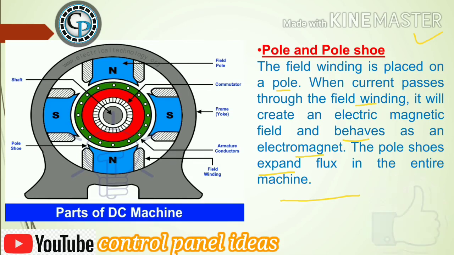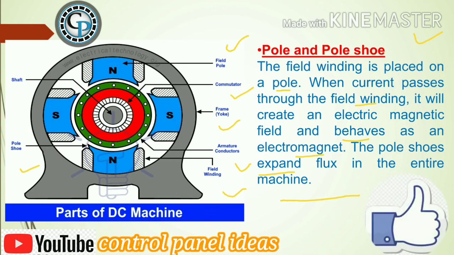Parts of DC machine. This field pole, commutator, frame yoke, armature conductors, field winding and four pole shoes. This shaft.